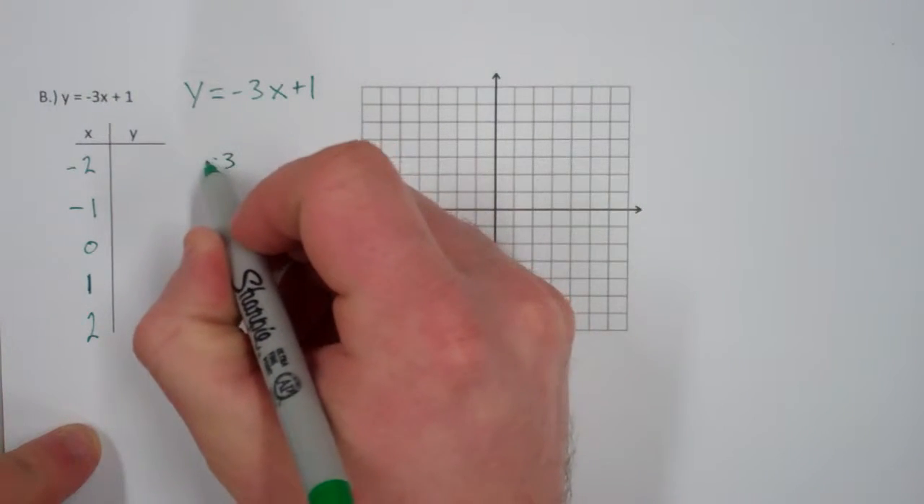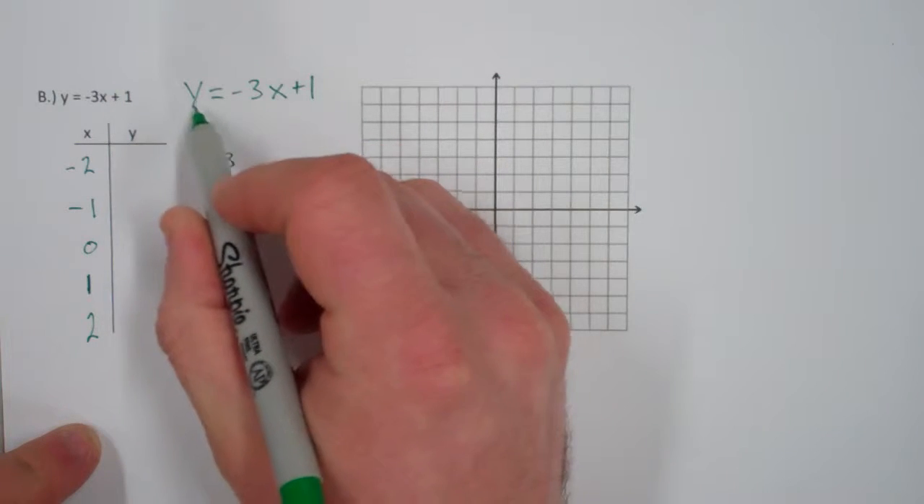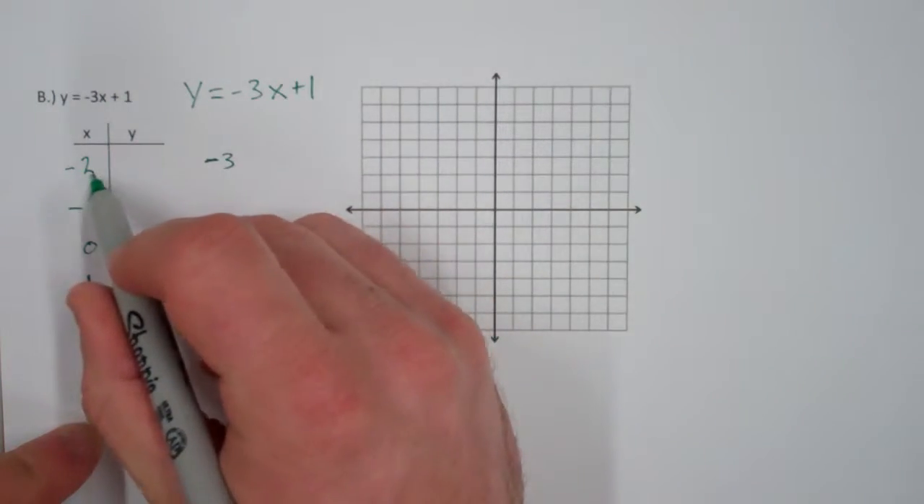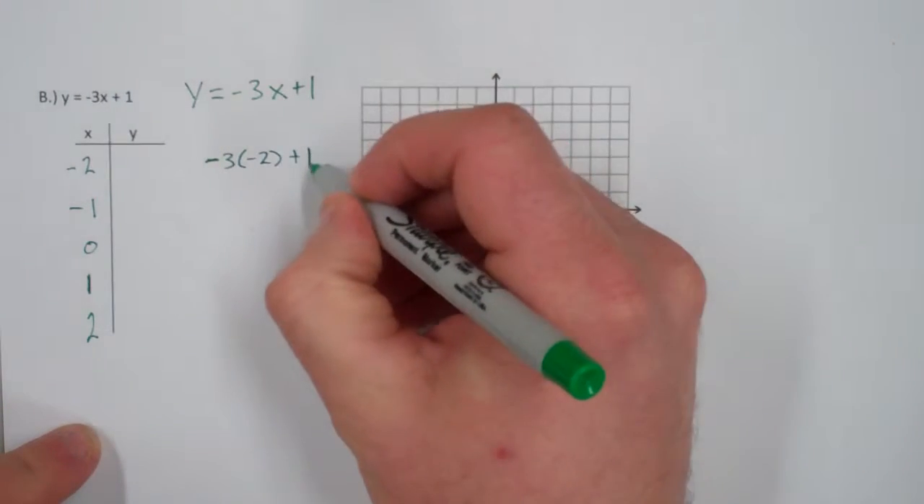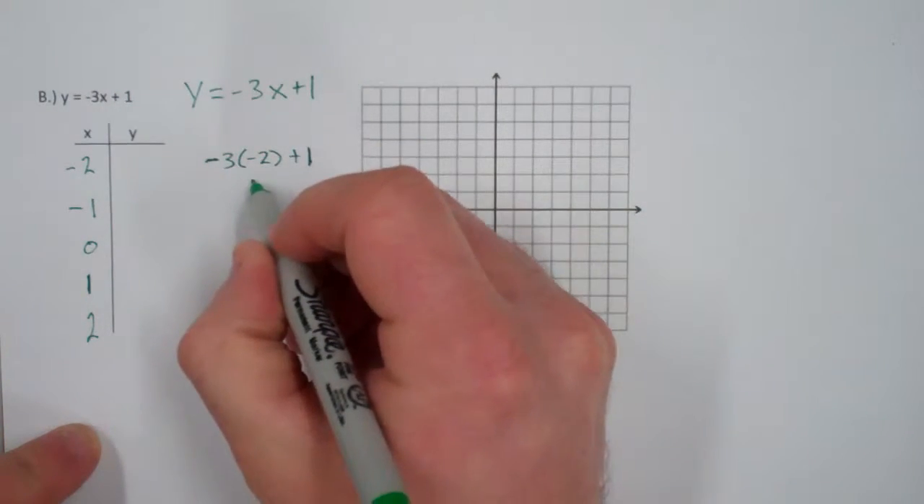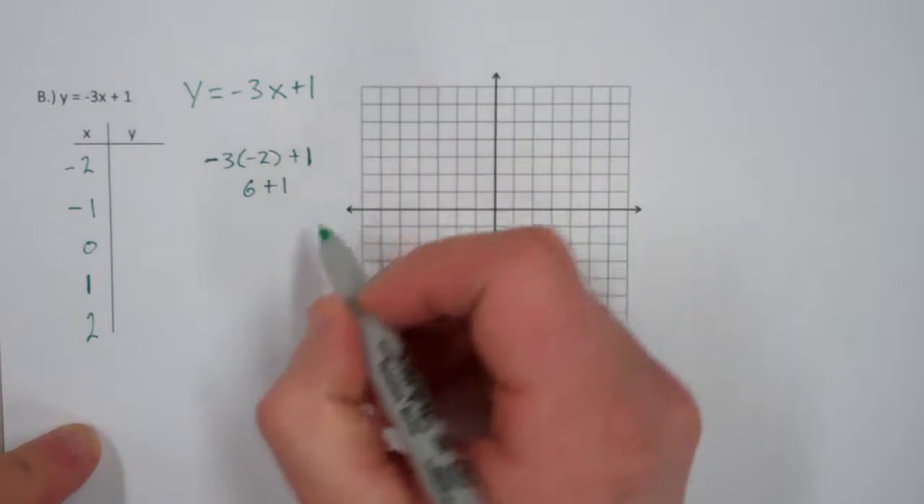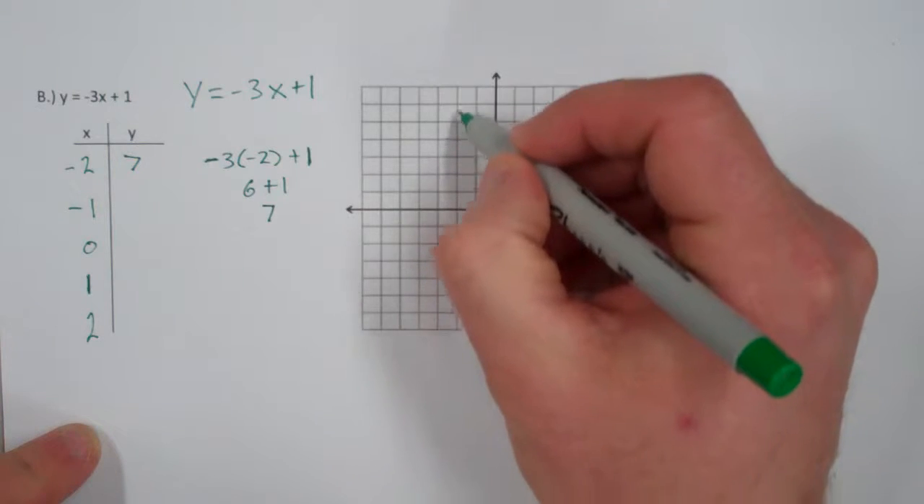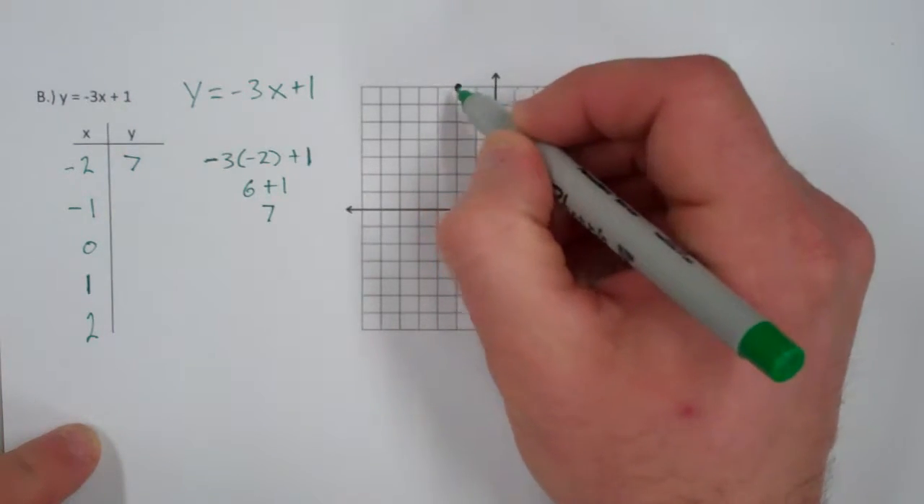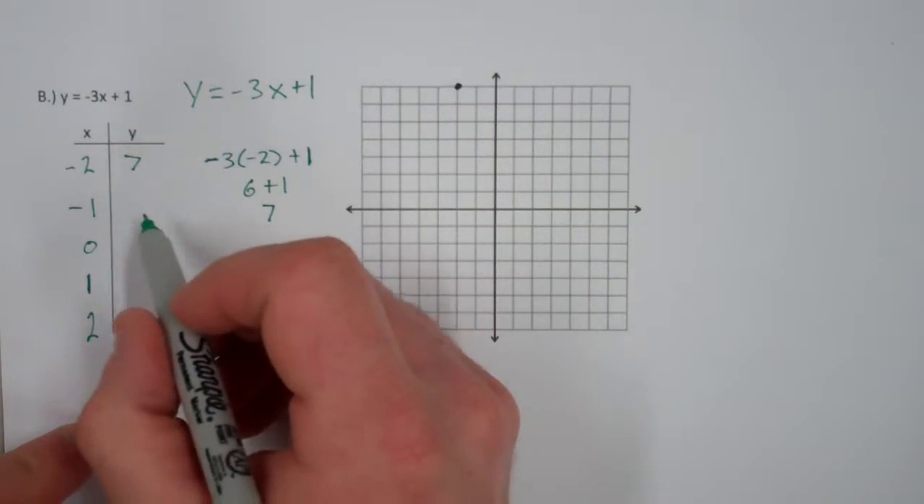So we've got negative 3. Again, we're just looking at our equation. We're trying to find y, and we're saying, well, hey, what if x is negative 2? What's that corresponding value of y? So negative 3 times negative 2 is 6. And we've got 6 plus 1 then, which is 7. So negative 2, 7 would be right here on the graph, and that's an ordered pair that's on the line.